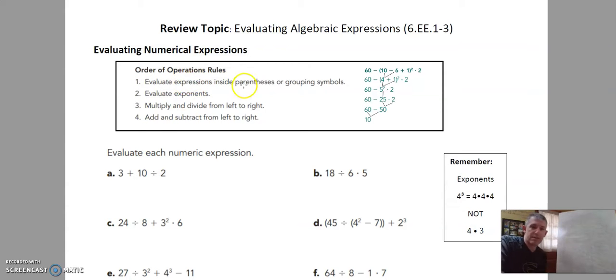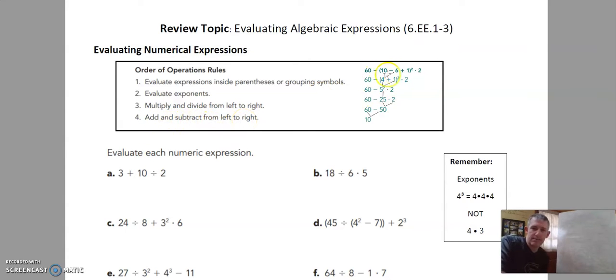You want to evaluate expressions inside parentheses or grouping symbols. You want to evaluate exponents. So that's the please and that's the excuse. And then M, multiply and divide from left to right. Okay, don't always multiply before divide. You have to look at what's furthest from the left to the right. It's like you're reading across the page. And then add or subtract from left to right.